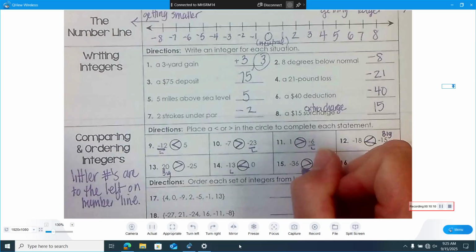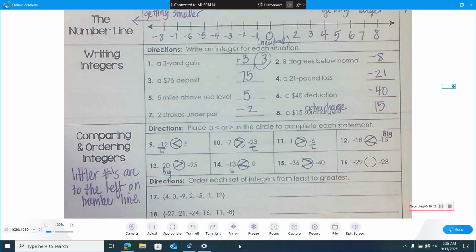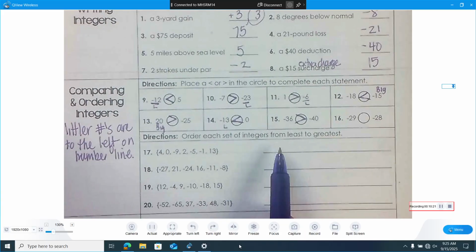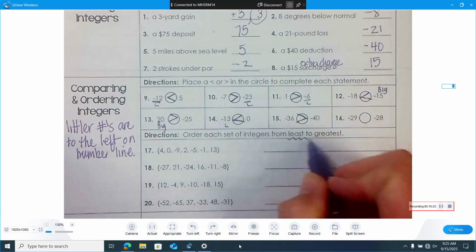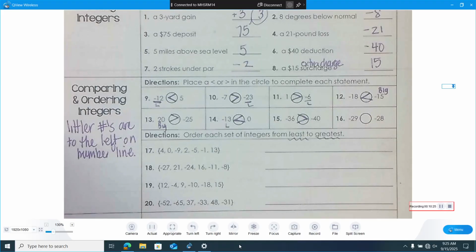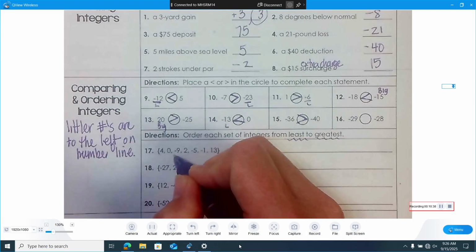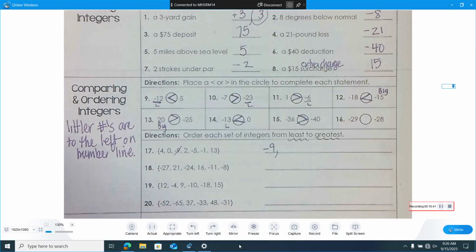Yeah, good. All right, raise your hand if you got this ordering integers thing down. It's pretty easy. Okay, all right. Let's order these sets of integers from least to greatest. We want to make sure that we read directions on these examples, but we want to go from least to greatest, so the littlest. Looking at number 17 here, look at all those values. Which one is the littlest? Negative 9 is definitely the furthest to the left.